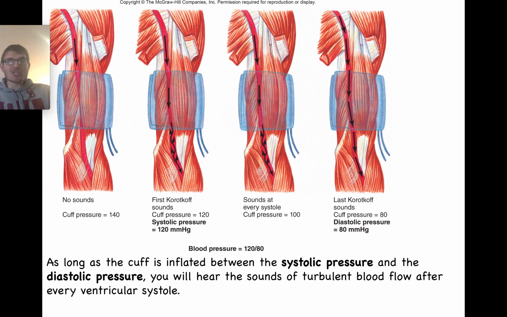So as long as you are listening to the brachial artery and as long as you can hear turbulent blood flow, you know you are somewhere in between the systolic and the diastolic blood pressure. If you are above the systolic pressure, you're not going to hear anything because there is no blood flow. If you are below the diastolic pressure, you're not going to hear anything because that is laminar blood flow.